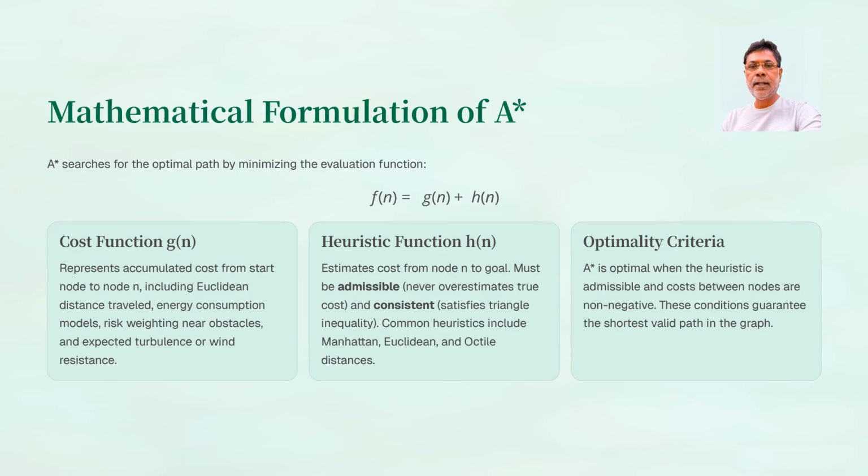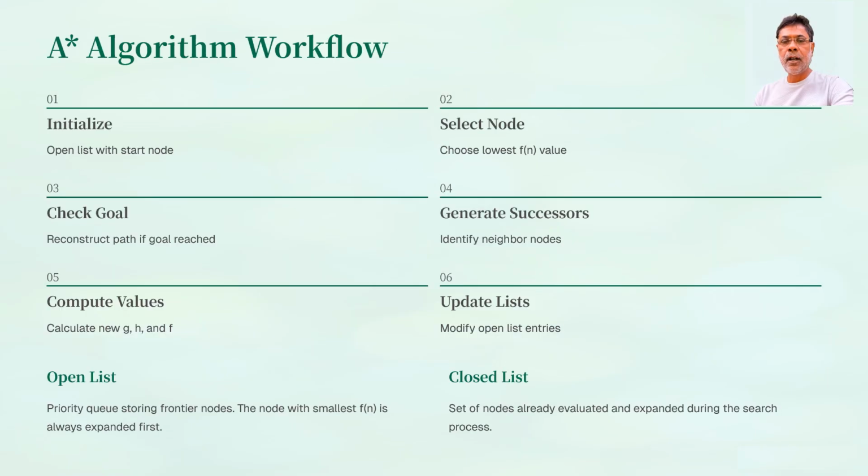For A-star to stay reliable, this heuristic has to be conservative. It can't overestimate the true cost, and it has to follow the triangle inequality. That's why common options like Manhattan, Euclidean, or octile distances work so well. A-star is considered optimal when these conditions hold. If the heuristic is admissible and all movement costs are non-negative, the algorithm is guaranteed to return the shortest valid path.